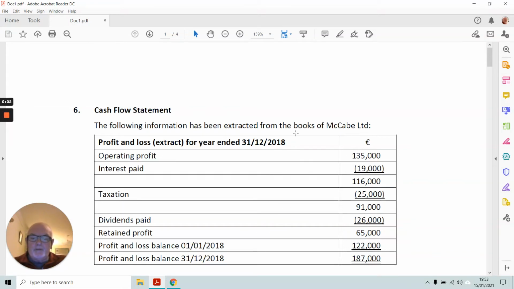Hello, I'm having a look at the 2019 Ordinary Level Cash Flow Statement question, McCabe Limited. Cash flow statements are the most popular question on the Ordinary Level paper, with over 70% of the students attending them, and they score quite highly in them as well.